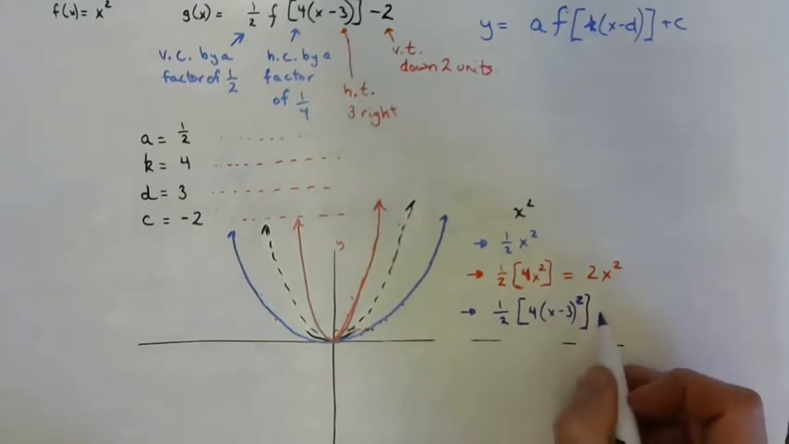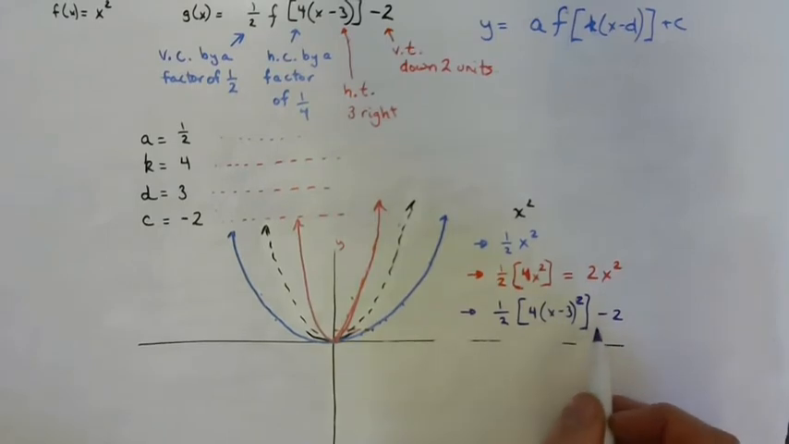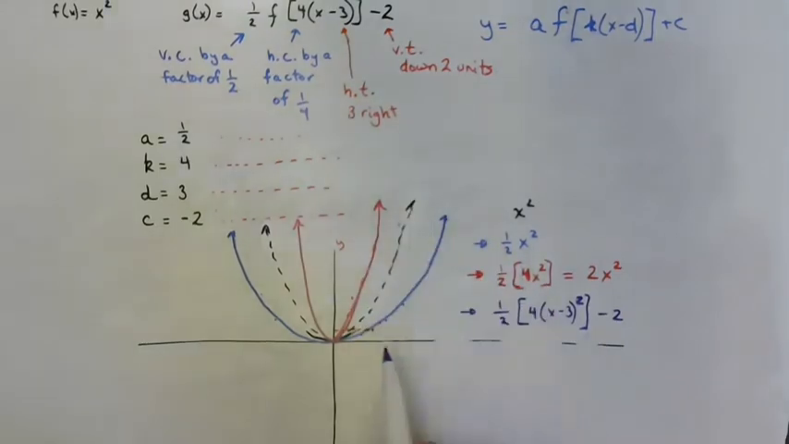And we're going to subtract 2 from it. Okay, we're applying both of these transformations at the same time: horizontal 3 to the right and vertical down 2. So I'm taking the vertex of this red one and I'm going to move it to the right 1, 2, 3. I'm going to move it down 2.